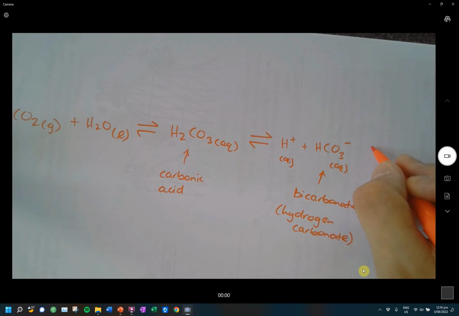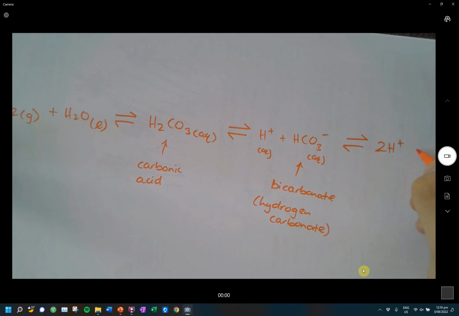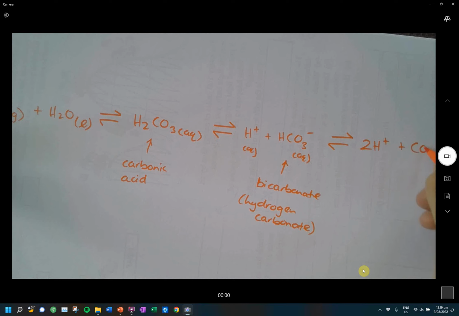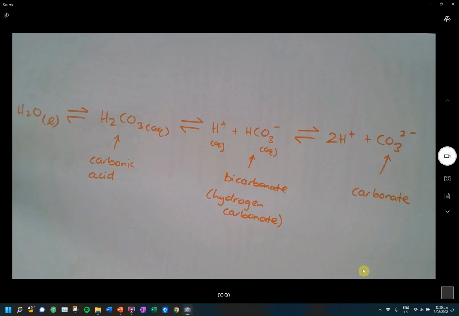All right, and then this also will further dissociate as a second step, and we can release an additional hydrogen ion, and you get the carbonate. So that's everything that's happening with that reaction.